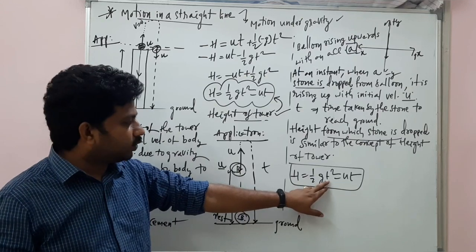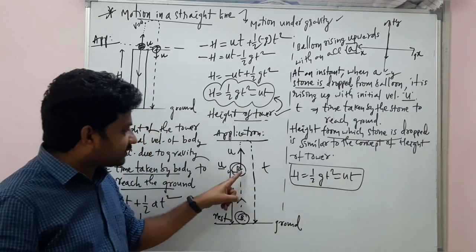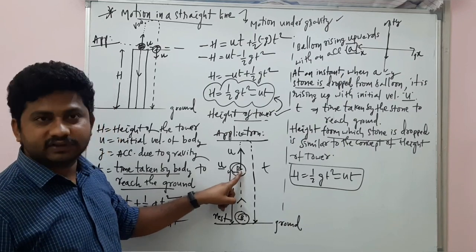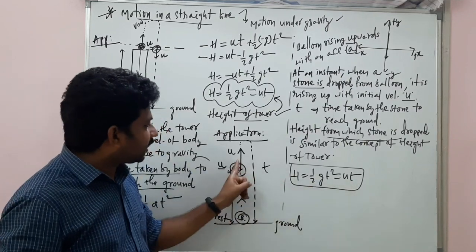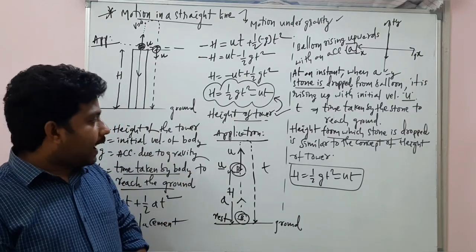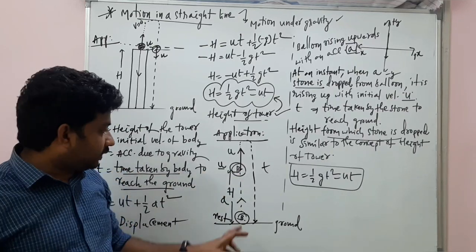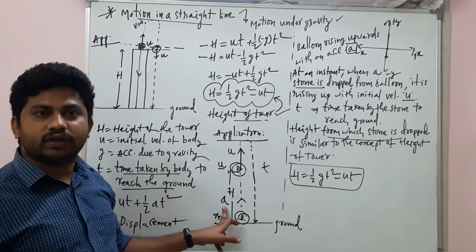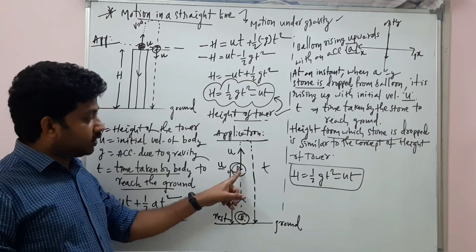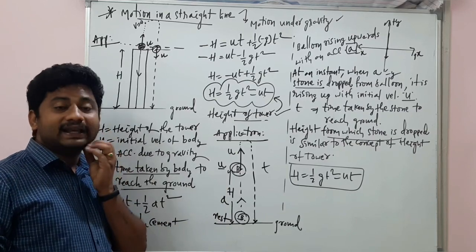g is acceleration due to gravity, you know. t is the time taken by the stone to reach the ground. u is the initial velocity of the stone. Sometimes the initial velocity of the stone will not be given. But if you know the acceleration, you can find the velocity of the stone at this particular point by using equations of motion. Understand? Clear?